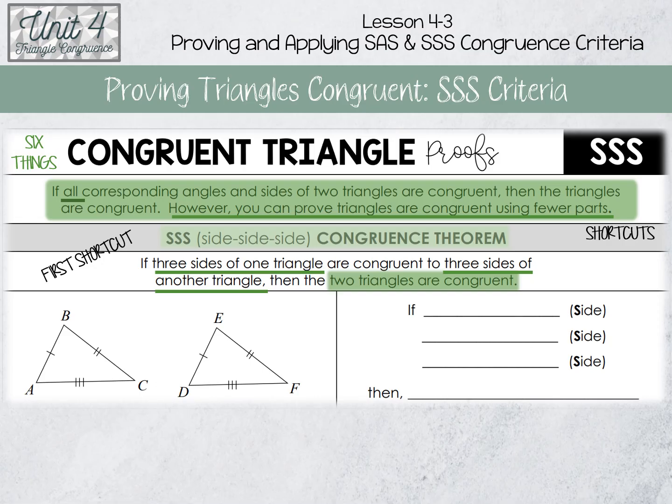Let's see, segment AB is congruent to segment DE. Segment BC is congruent to segment EF. Segment AC is congruent to segment DF. They were marked. That's what it looks like. By side, side, side, the triangles are congruent. We have to match them up. Triangle ABC is congruent to triangle DEF.